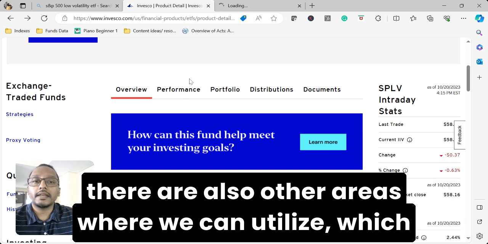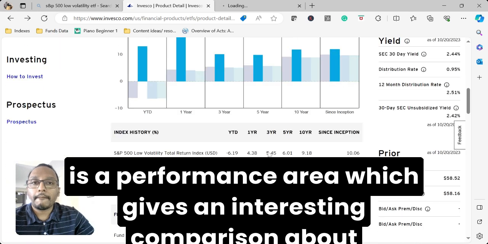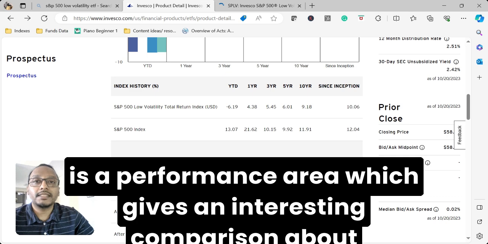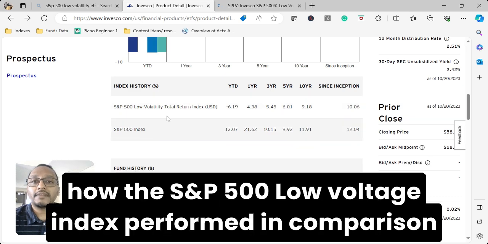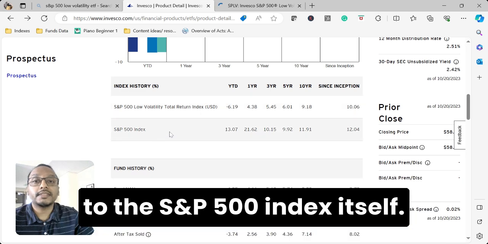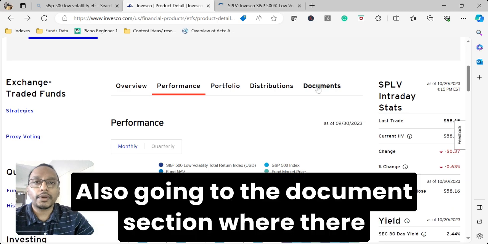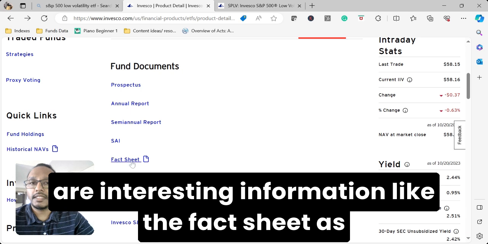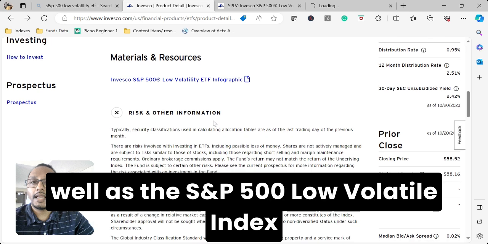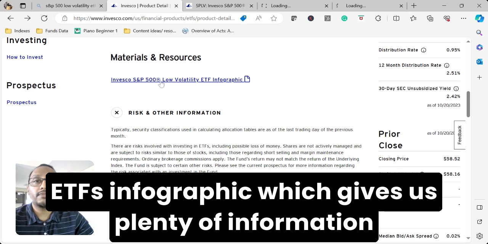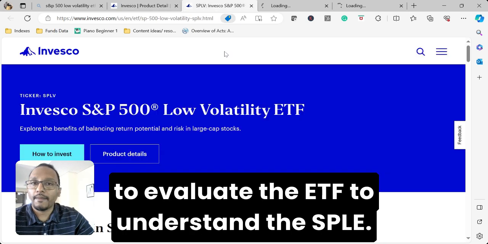And there are also other areas we can utilize, which is a performance area, which gives an interesting comparison about how the S&P 500 Low Volatility Index performed in comparison to the S&P 500 index itself. I'm also going to the document section where there is interesting information like the fact sheet as well as the S&P 500 Low Volatility Index ETF's infographic, which gives us plenty of information to evaluate the ETF.